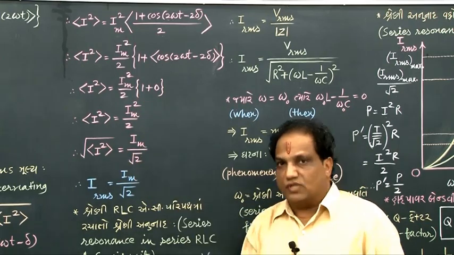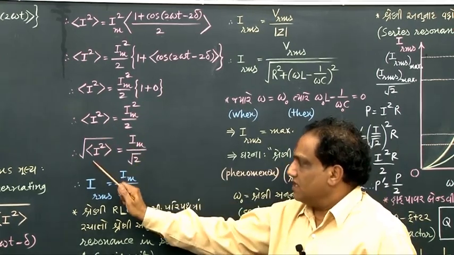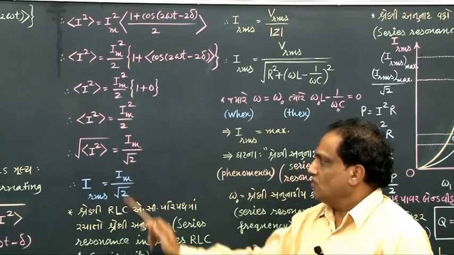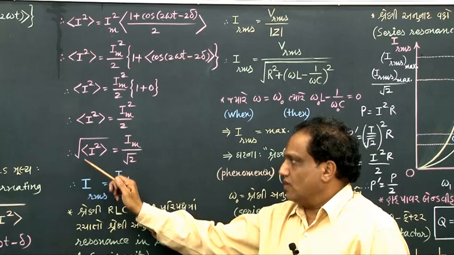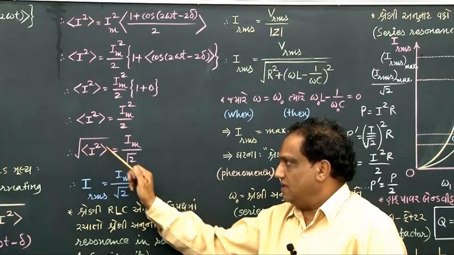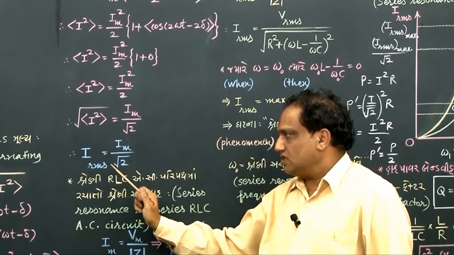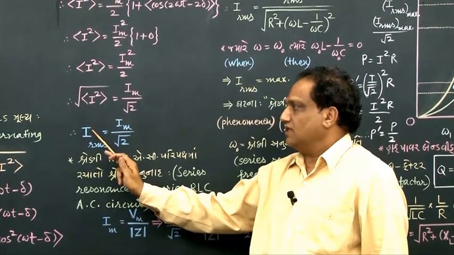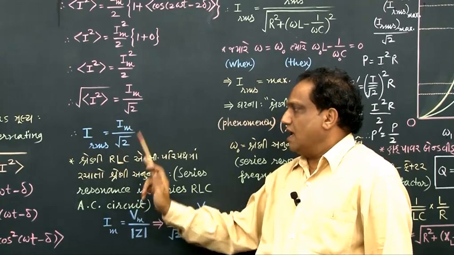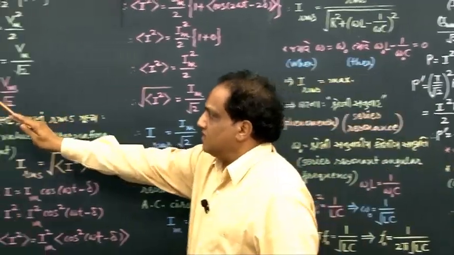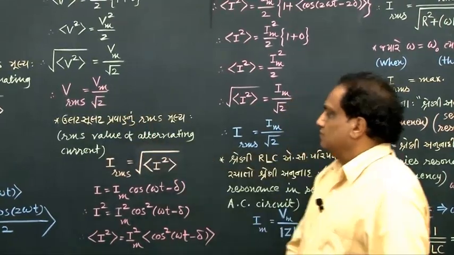Take the square root on both the sides. The square root of this is Im upon root 2. What is this? Root mean square current. That's why I put the symbol I RMS, and that equals Im upon root 2. Vrms is Vm by root 2.